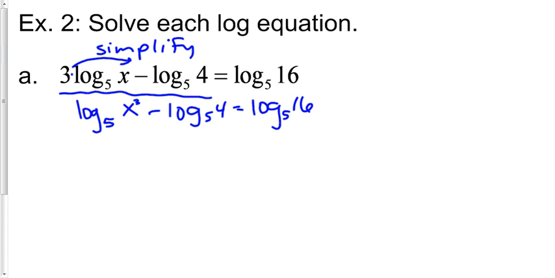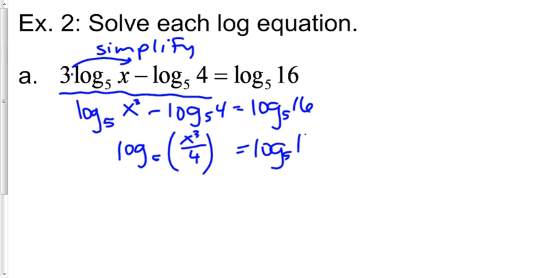Now notice I've got a subtraction sign in between these two logs, so that must mean that I'm taking the log of a quotient. So it's log base 5 of x cubed over 4 equals the log base 5 of 16. So if you've got like bases here and you see a subtraction in between the two logs, you can simplify it into one log using division. Okay, that's property number 2, but in reverse order. Instead of splitting it up, I'm now putting it back together.